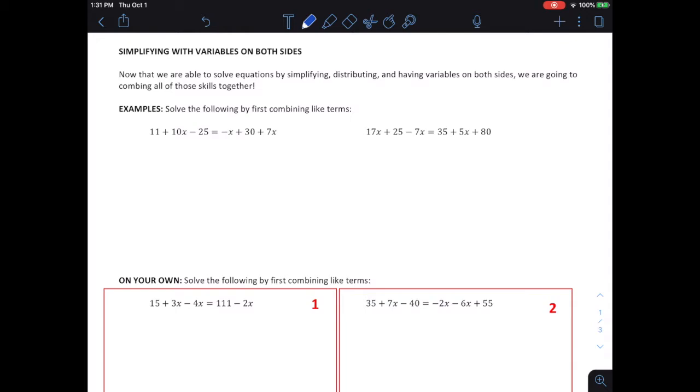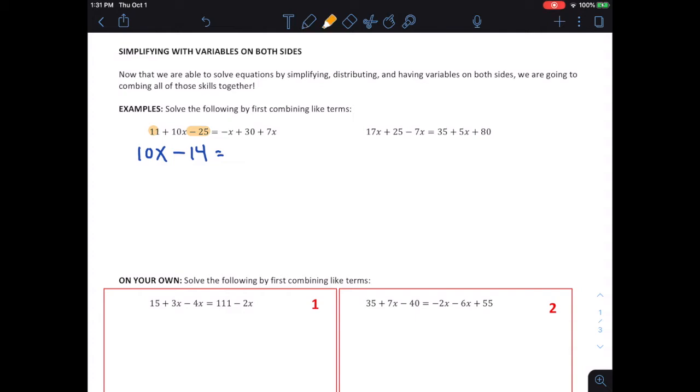The first thing you'll notice is that on the left-hand side, we have two numbers and one variable. So we have 11, and then we have minus 25. And so we want to combine those together. So we want to say 11 minus 25 is negative 14. But I'm going to write the 10x first because I like to have the variables come first. So I'm going to write 10x minus 14. And that's equal to what's on the right-hand side.